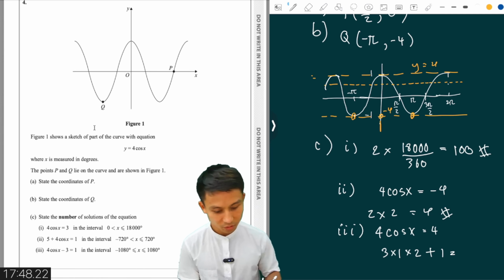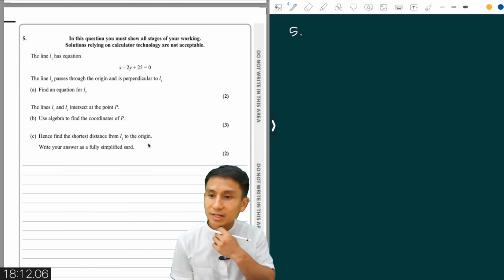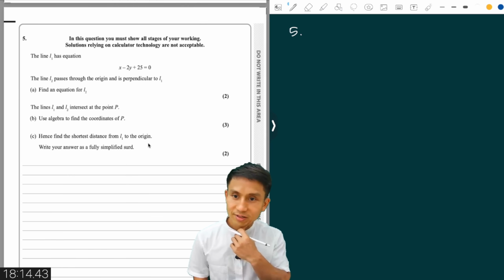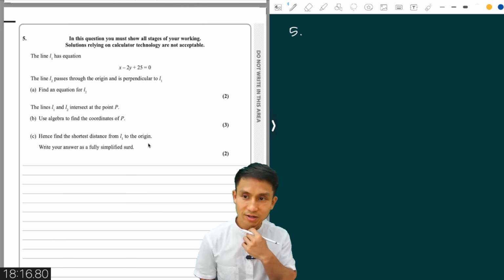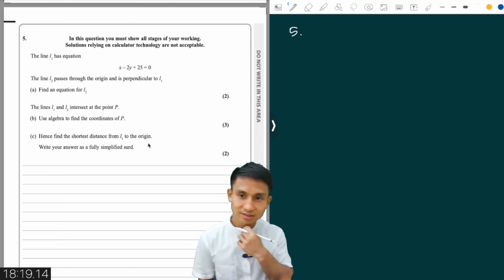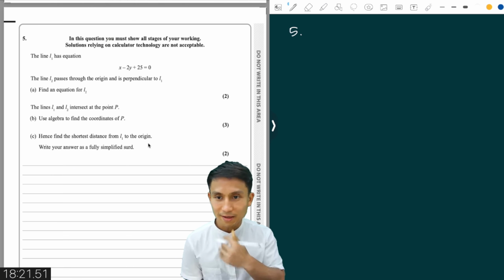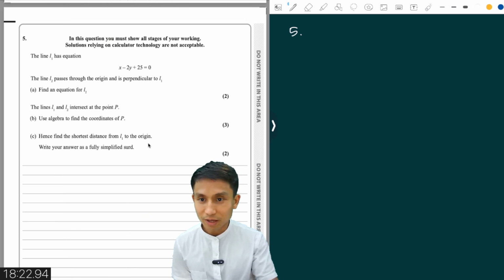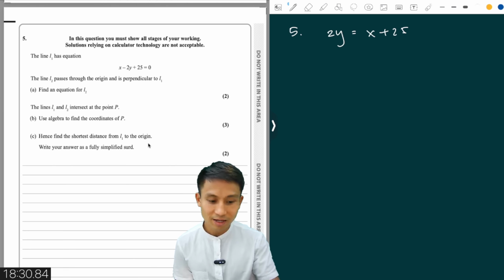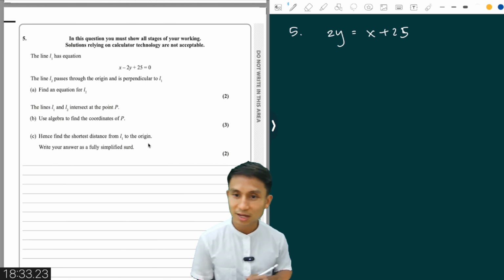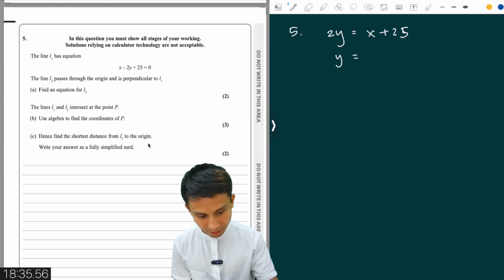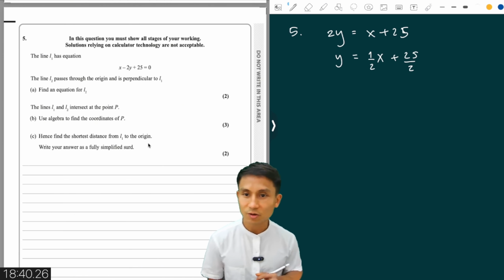All right, so number 5. The line L1 has equation... that the line L2 passes through the origin and is perpendicular to L1. Find an equation L2. Well, this is easy peasy. So, well, you might want to make y the subject. That's probably the typical method. So 2y equals x plus 25. I actually just move the 2y to the other side, and then that would give me 1 over 2 x plus 25 over 2 for the linear equation.